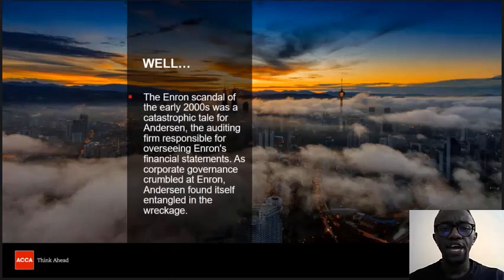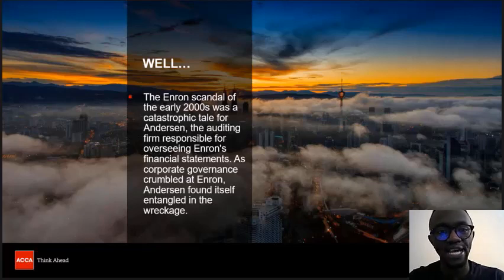Now, the Enron scandal of the early 2000s was described as a catastrophic tale for Anderson, the audit firm responsible for overseeing Enron's financial statements, as corporate governance crumbled at Enron. Anderson found itself entangled in the wreckage. We do really appreciate the fact that the Enron scandal is a massive scandal. If you've not already watched it, I would recommend it. You can find multiple clips on YouTube describing the Enron scandal and how it birthed a lot of corporate governance frameworks in the US and in the world at large.